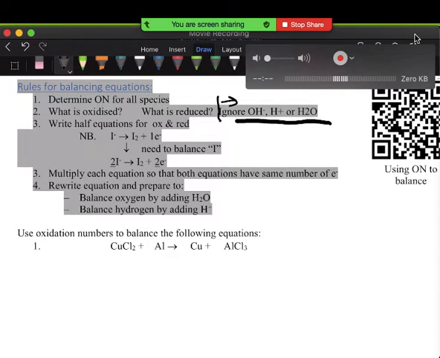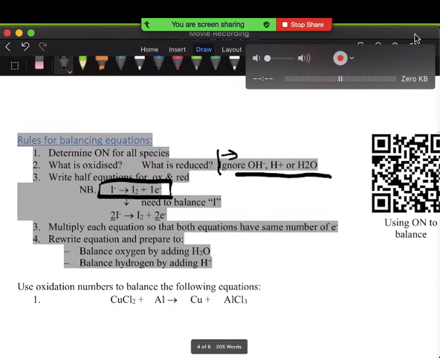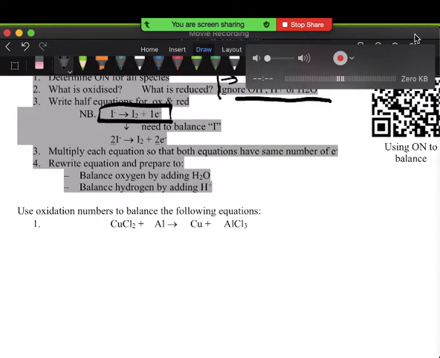So we're doing our steps. We're determining our oxidation number. We're figuring out what is oxidized and what is reduced. We are writing half equations, and we have to bear in mind something that looks like this. We have to balance it before we do our final balancing. We haven't really done this line yet. Multiply each equation so that both equations have the same number of electrons.